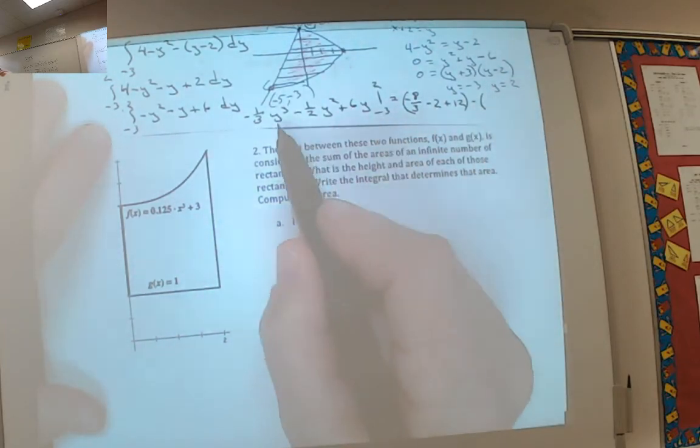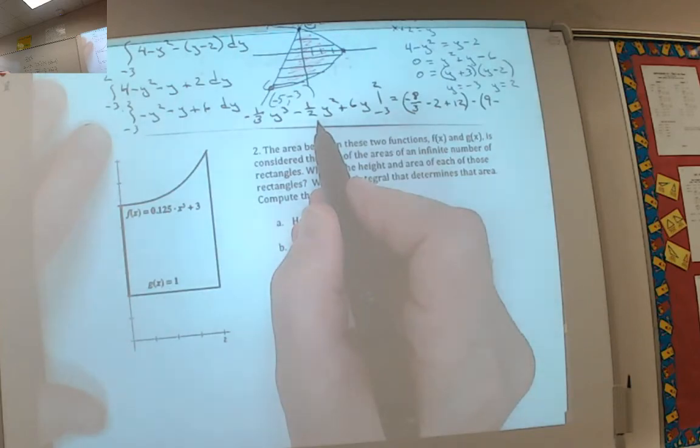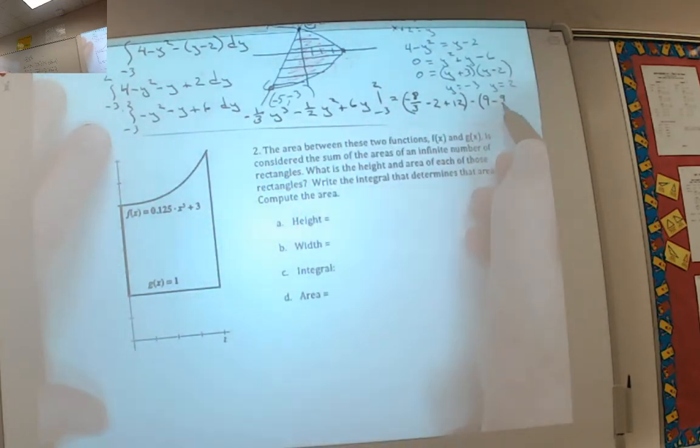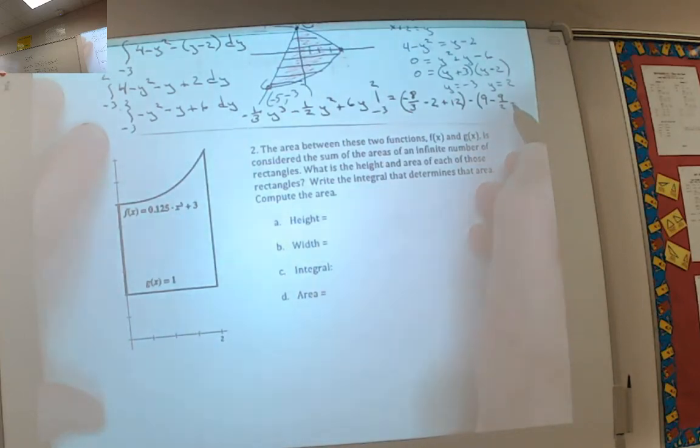What about when you put a negative 3 in here? Logan. 9. Very good. Minus what? 9 halves. And here? 6 times negative 3. Oh, yeah, that's from that. Yeah, negative 18. There you go, Nathan. You figured out those numbers.